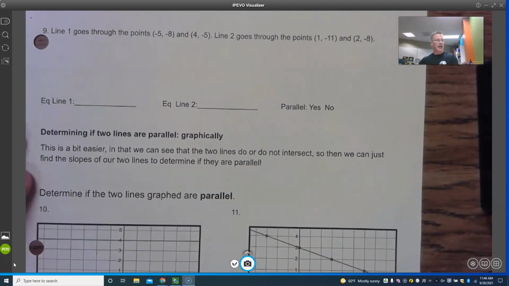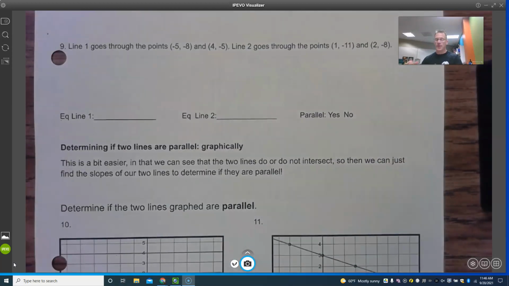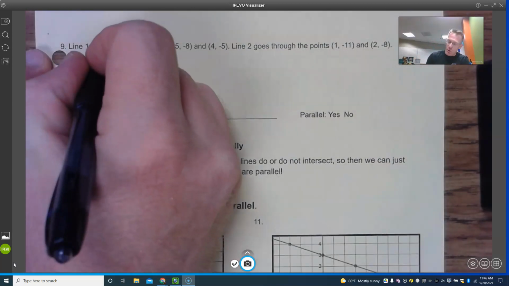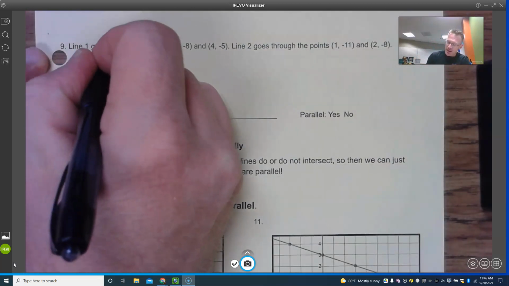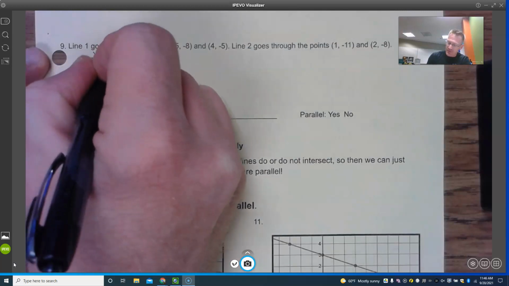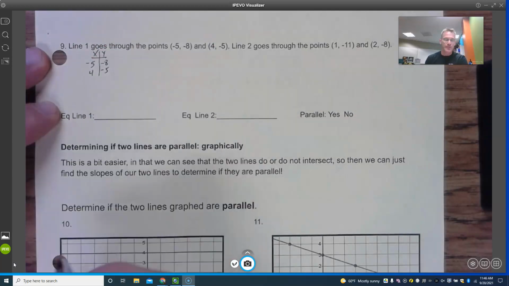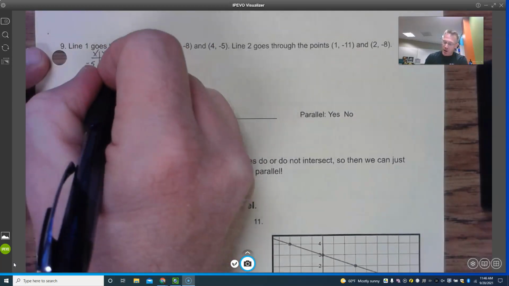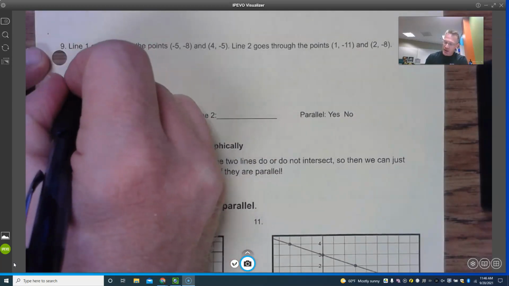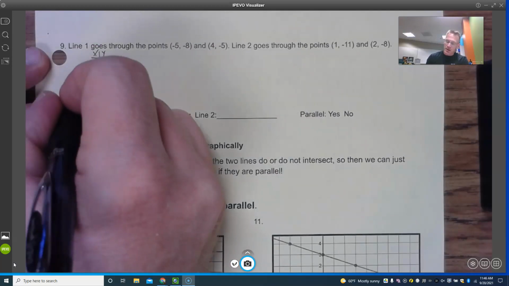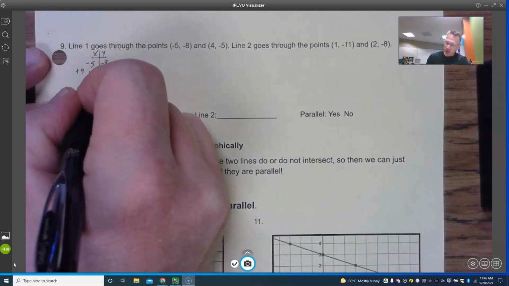Let's look at number 9. Once again, I'm going to find those slopes right away to see if we have to do more work. The first thing is that we have to have equal slopes. So (-5, -8) is my first point, and then (4, -5) is my second point. My change in y, I go up 3, x is up 9. So my slope is 3/9.